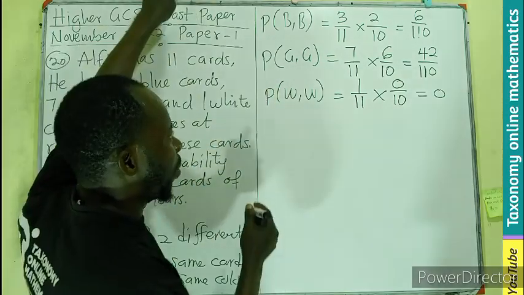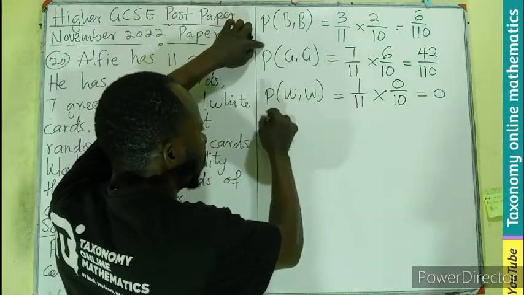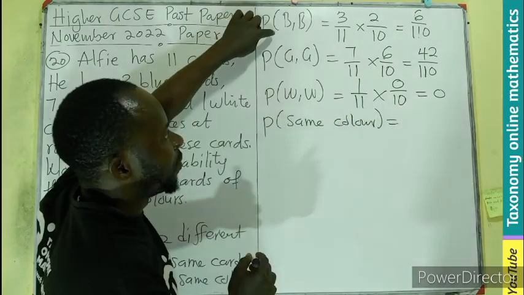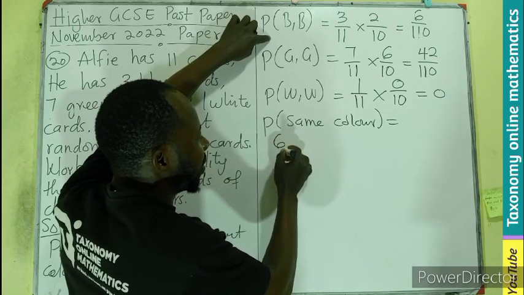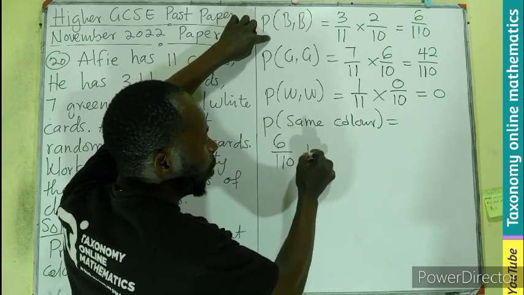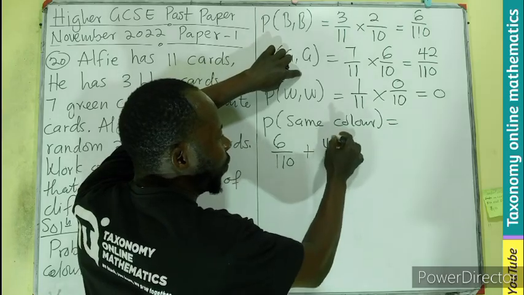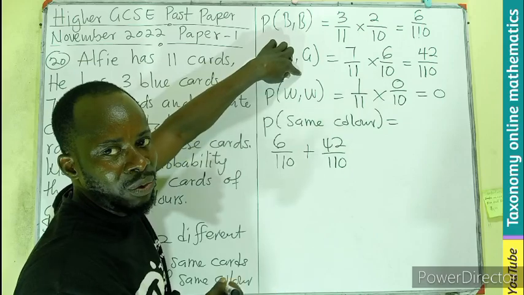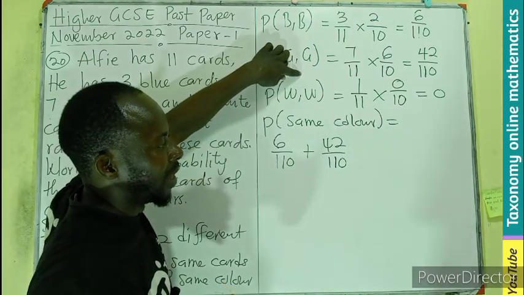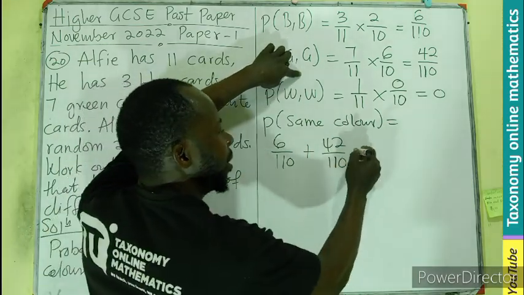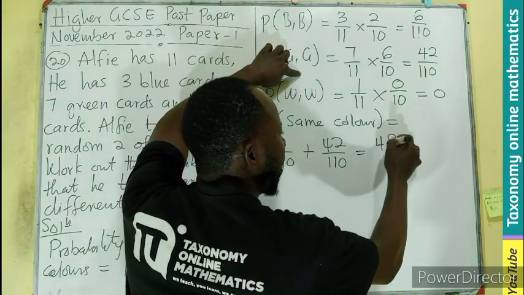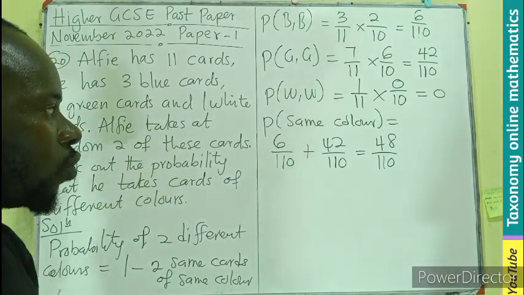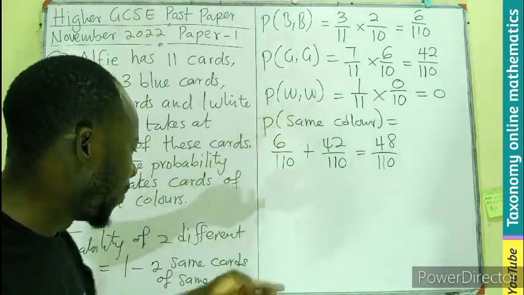That's the concept. So our probability of same color is going to be the first probability, 6 out of 110, plus the second one, 42 out of 110, plus 0. And we know that will not have any change on our answer. So this becomes the same denominator. We add the numerator, as in 48 divided by 110. We can simplify if you want to, but let's maintain. So this is for only same color.